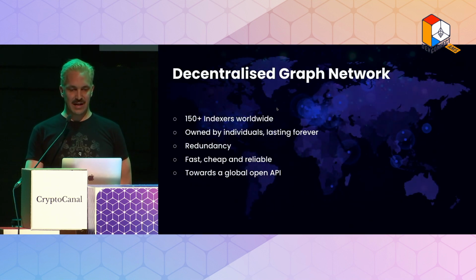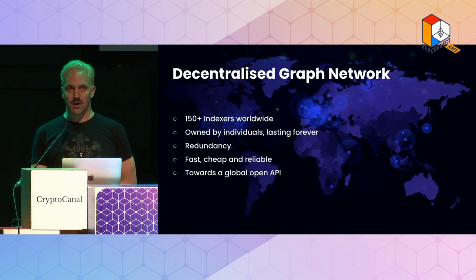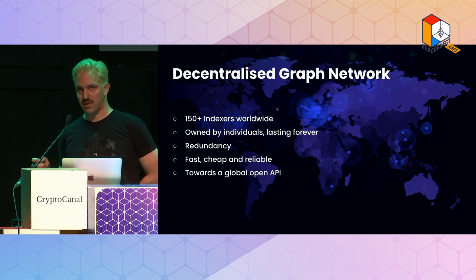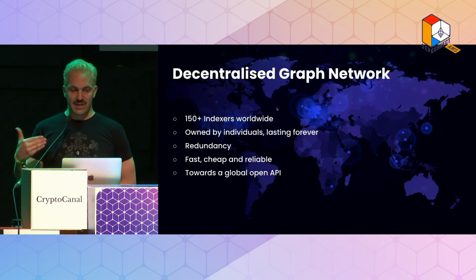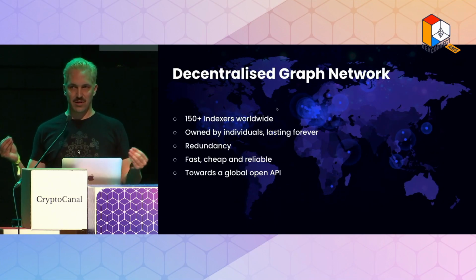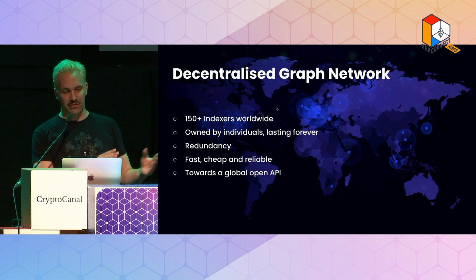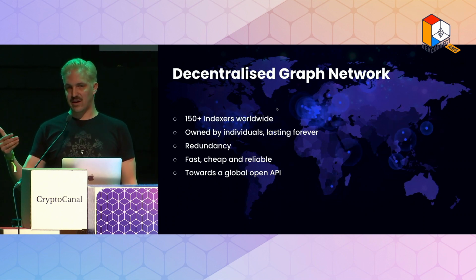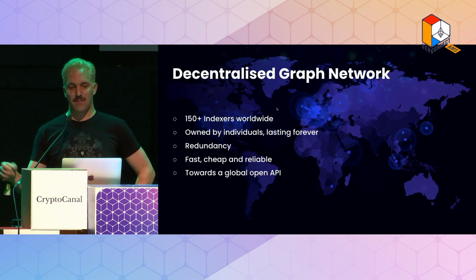The decentralized Graph network today has more than 150 indexers worldwide. So if you deploy your subgraph, a concept that we go into deeper a little bit later, to this network, it will be indexed across the world by these individual indexers, so your users will directly query the data from the indexer that's next to them and is able to provide the fastest response.